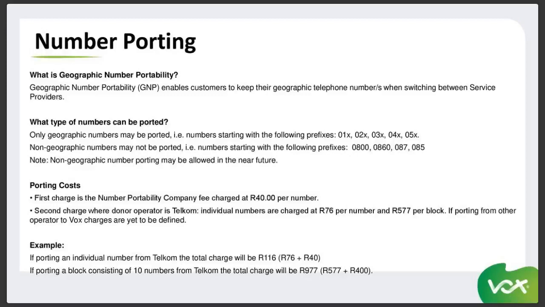Geographic numbers, I've given some examples there of what they look like. The prefixes start with 01 or 02 or 03. Non-geographic numbers that start with 0800, 086, 087, those numbers are still not within number porting. You can't port those numbers. We think it may happen in the next few months, but again, it's sitting in ICASA's court at this point in time. We need to get clarification or hear from them via Government Gazette as to when this will happen. But we seem to think it will be in the next few months.